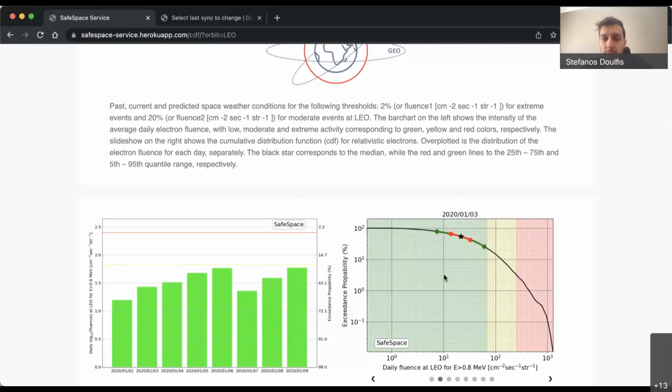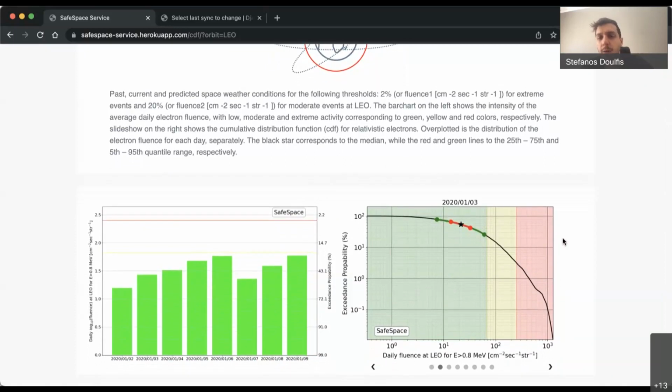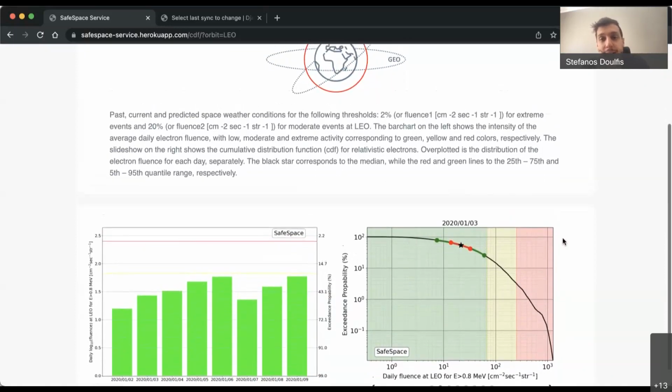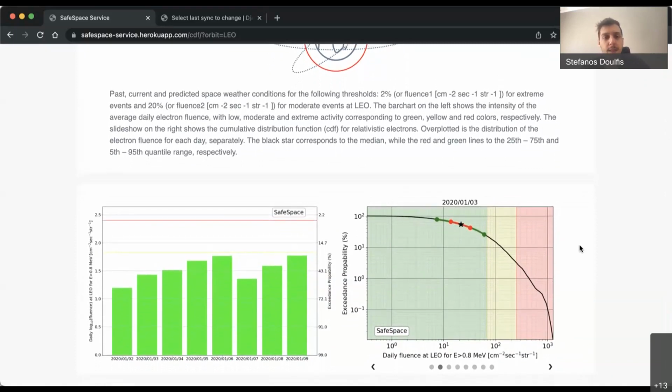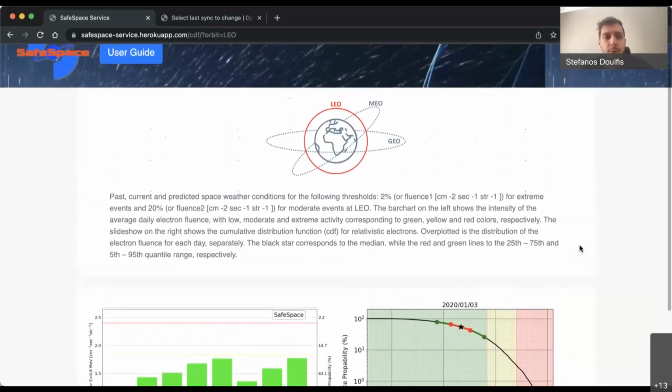And on this CDF, we have overplotted the distribution of electron fluence for each day. The black star is the median, and the red and green lines correspond to the 25th and 75th and 5th and 95th quantile, respectively. This happens for all orbits.